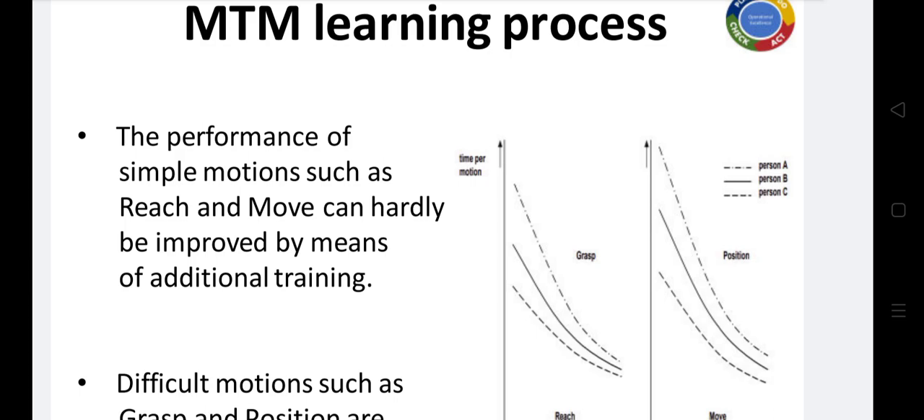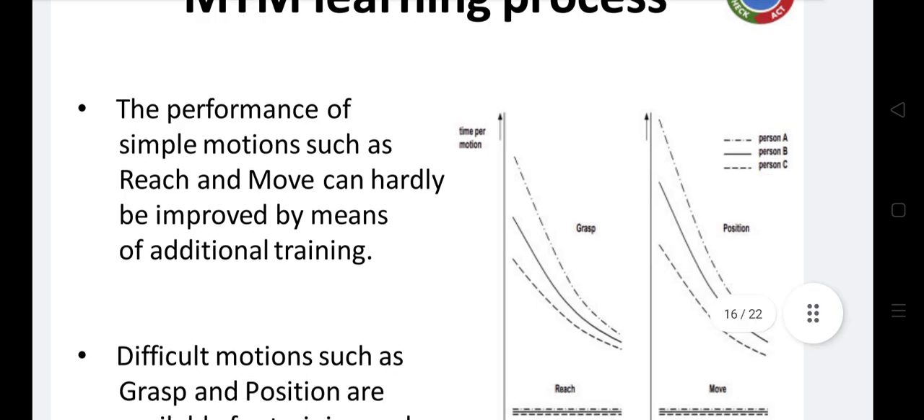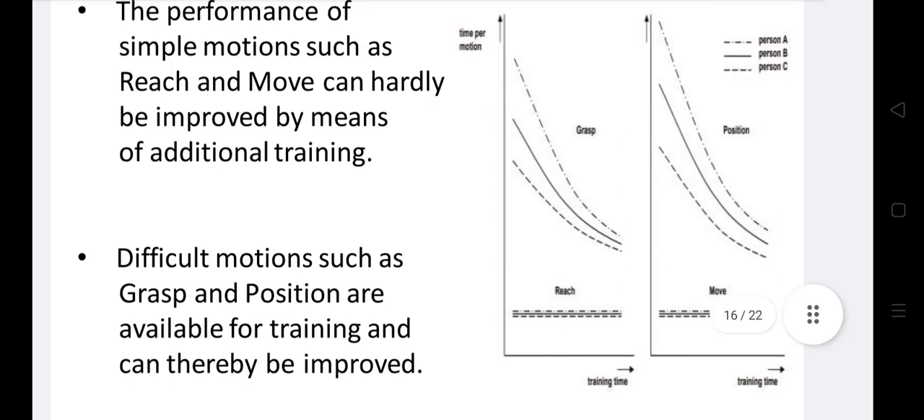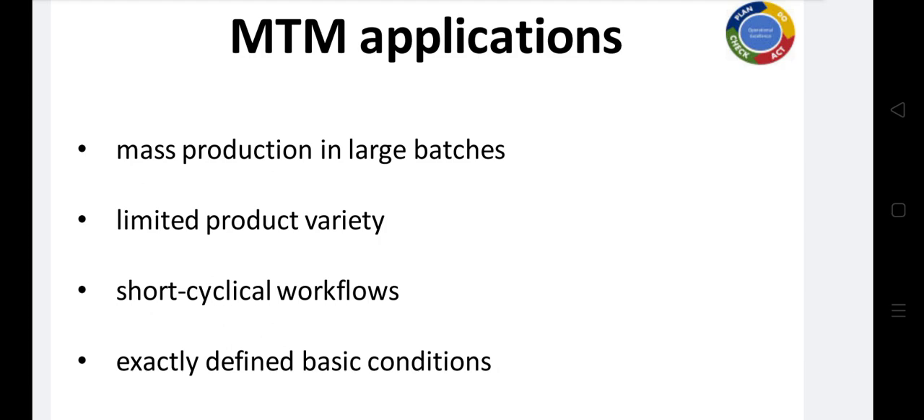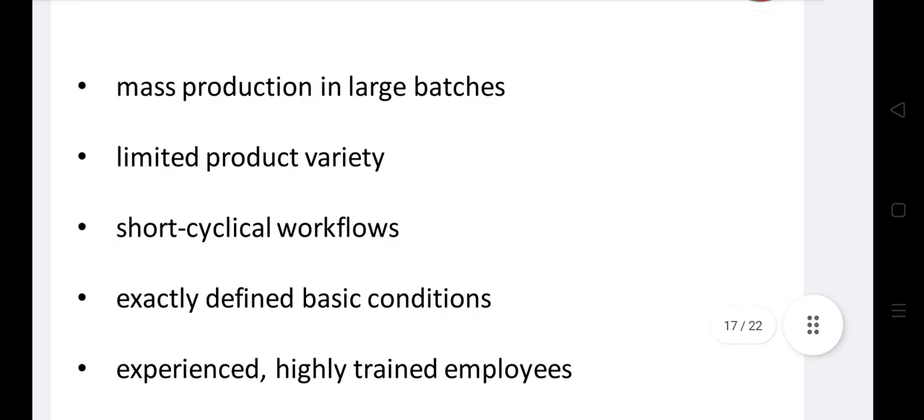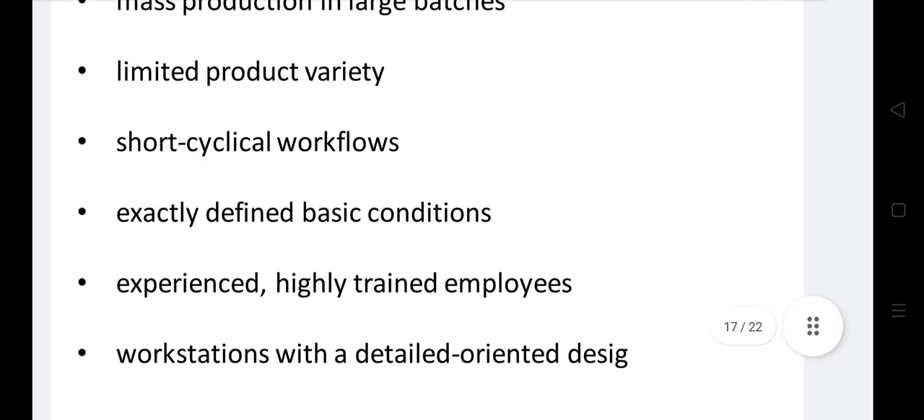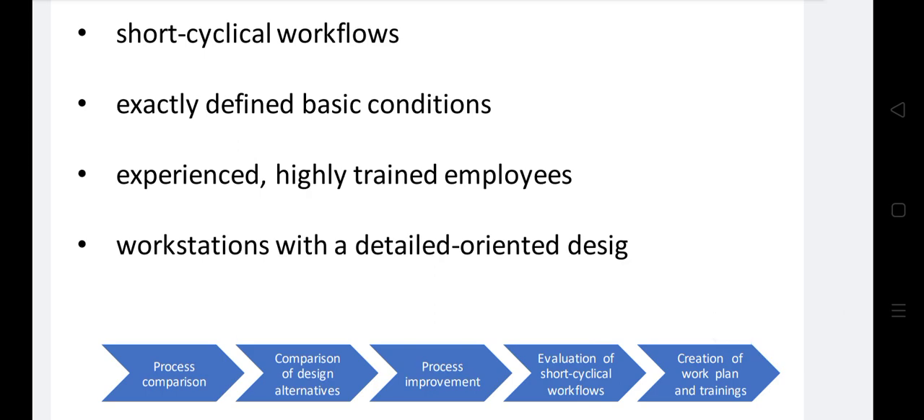The performance of simple motions such as raise and move can hardly be improved by means of additional training. Difficult motions such as grasp and position are available for training and can thereby be improved. MTM application: mass production in large batches, limited product variety, short cyclical workflow, exactly defined basic conditions, experienced highly trained employees, cooperation with a detail oriented design.